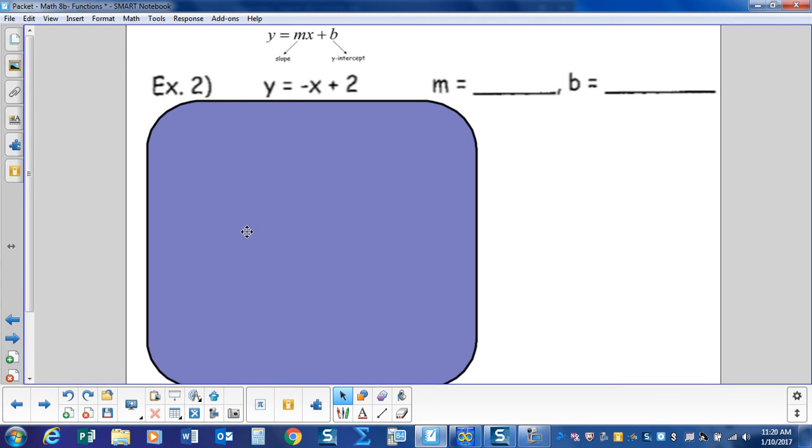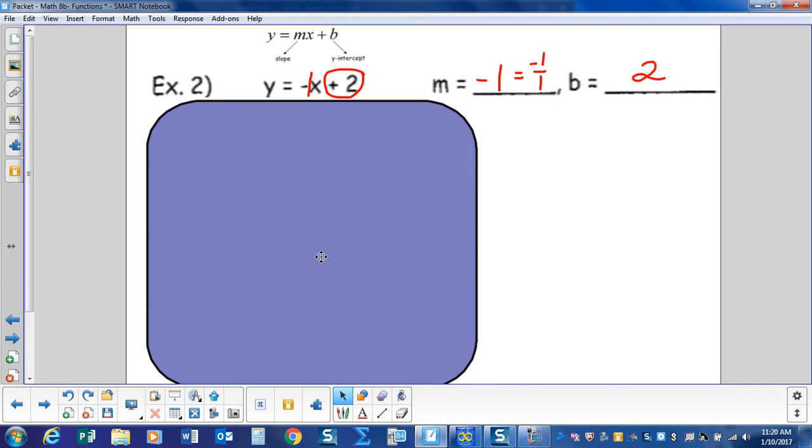Example 2, we have the equation y equals -x plus 2. So in slope-intercept form, remember we have an invisible 1 here. So the slope is the first number, which is -1. And again, since I'm talking about slope, I like to think of it as a fraction, so I could say -1 over 1. And then the y-intercept is a positive 2.